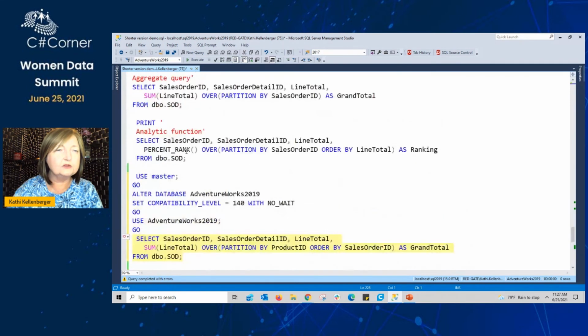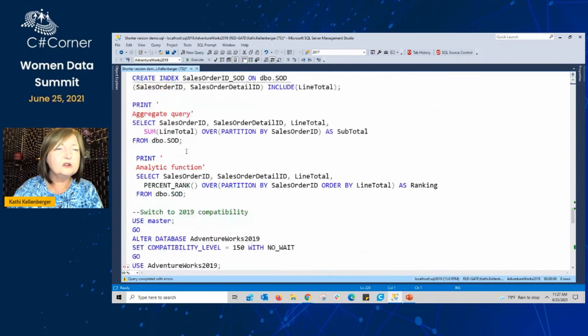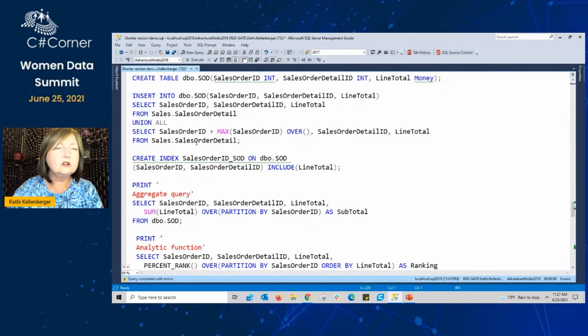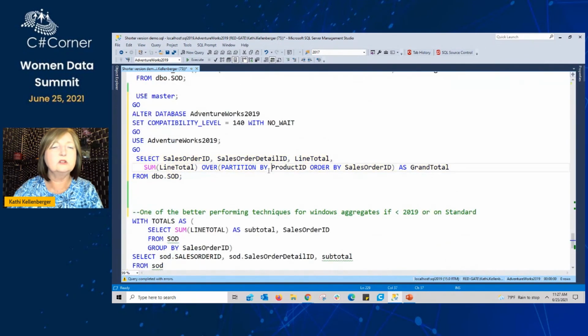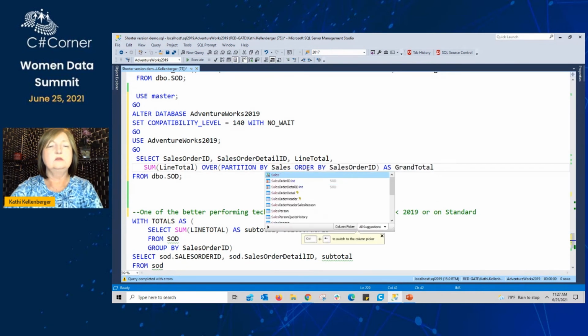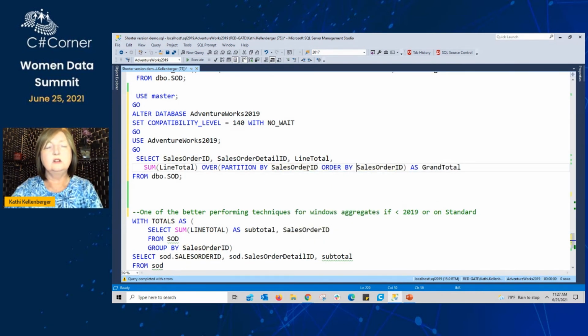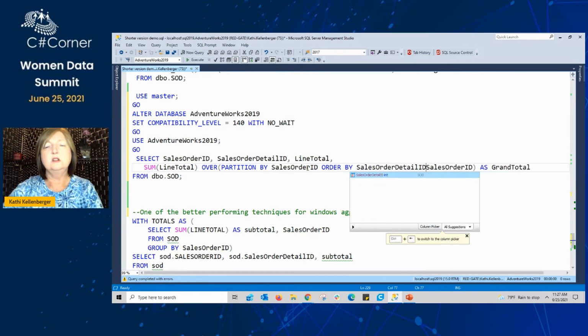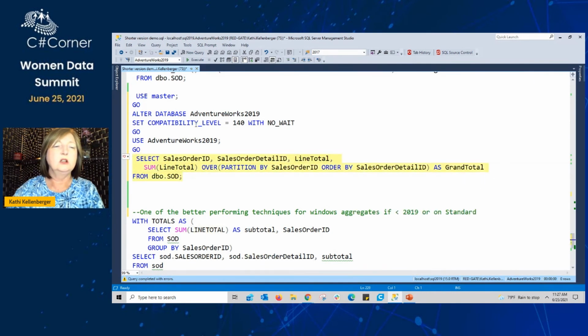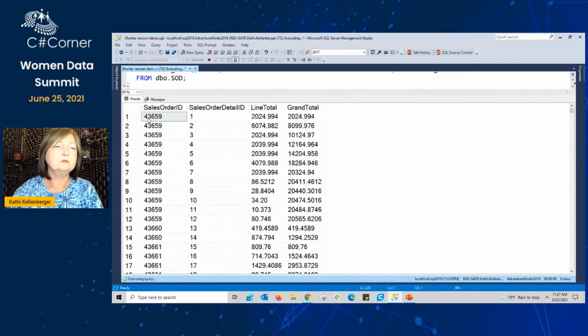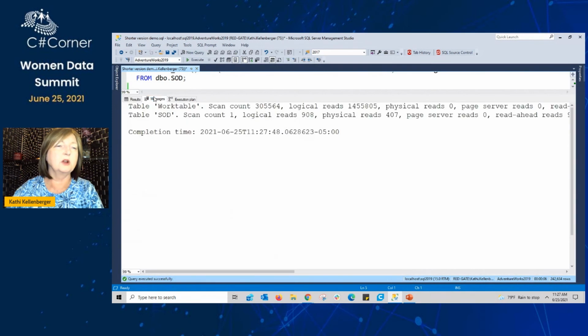Sales order detail. Did I not put everything in there? Okay. Let's just do this. Say don't write code during live demos, but I just wanted to show you this. Okay, so now I've got a running total without the frame. Hopefully it doesn't take too long to run. There we go. And you can see the terrible amount of logical reads here.